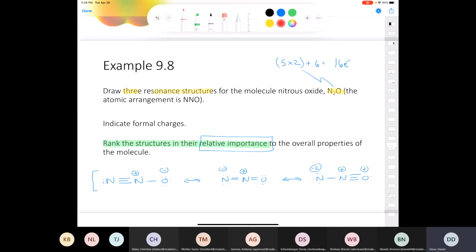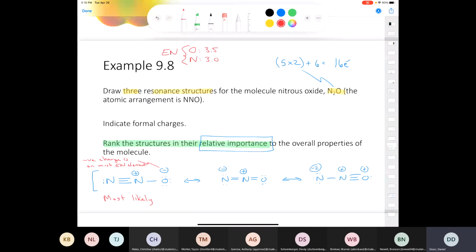But the structure that's the most likely out of all of these is going to be this one here, most likely. The reason why this one is the most likely is because all of the atoms have a complete octet. And the reason why it's most likely is because the negative charge is on the most electronegative element. Okay, because the negative charge is on oxygen, and oxygen has an electronegativity of 3.5, and nitrogen has an electronegativity of 3.0. So these are the relative electronegativities.